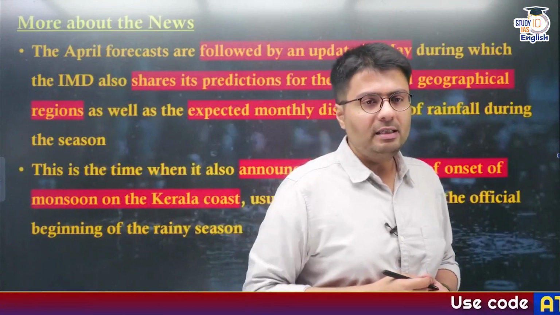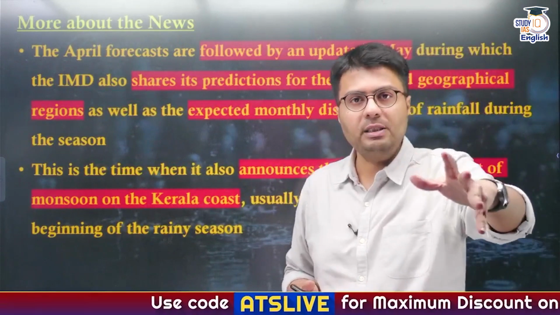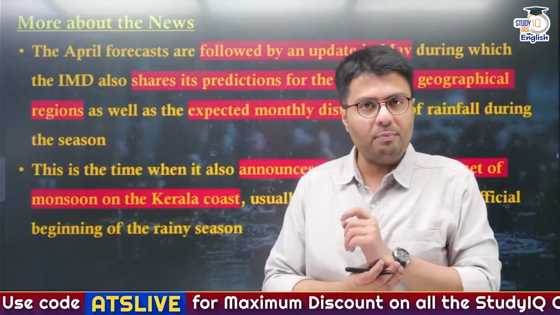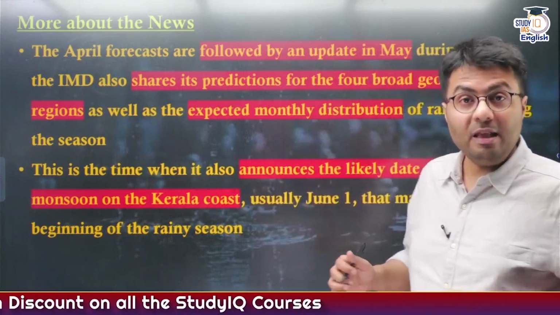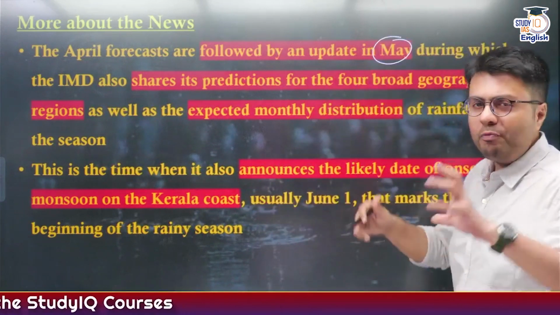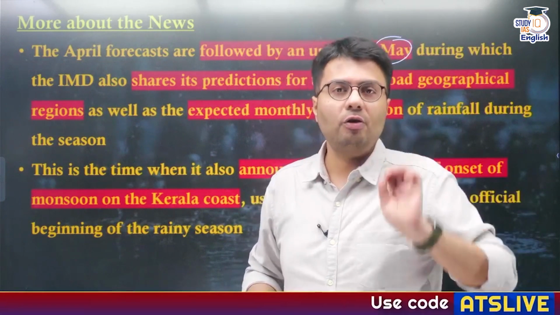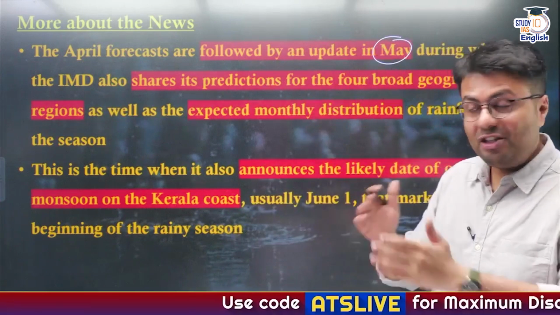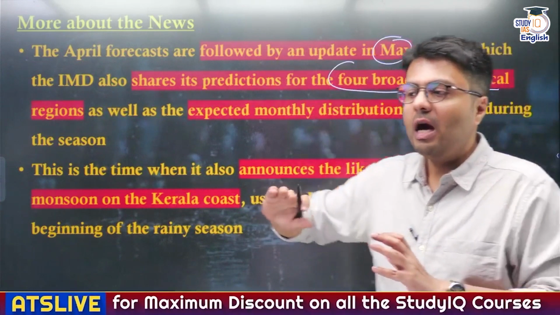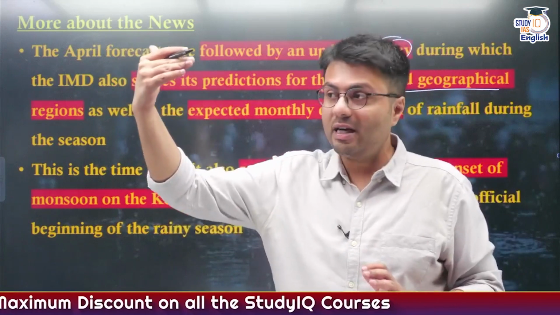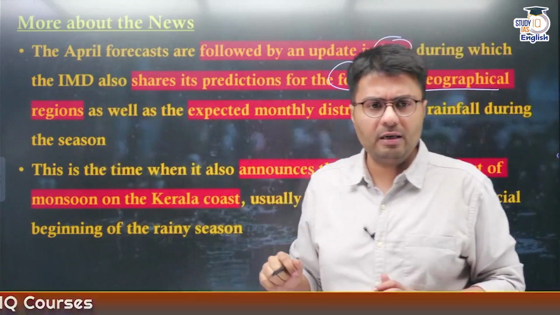Now first let us understand a few facts about how IMD predicts monsoon. April's prediction that was made yesterday was the first prediction by IMD for this season's rainfall, and this will be followed by an updated prediction in the month of May. During May, IMD has a better estimation of how the monsoon will be this year, and it shares this prediction in the form of four broad geographical regions, that is, how rainfall levels are expected in the northern part, the eastern part, the southern part, and the western part of our country.